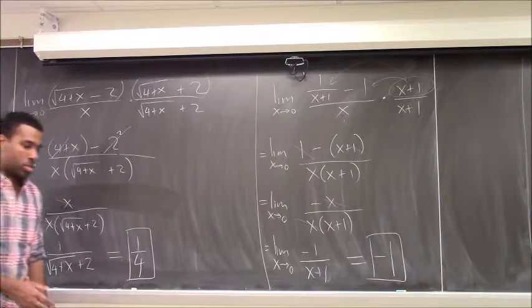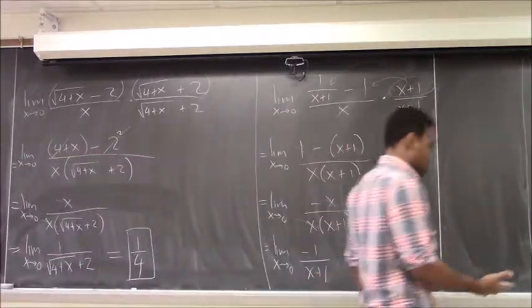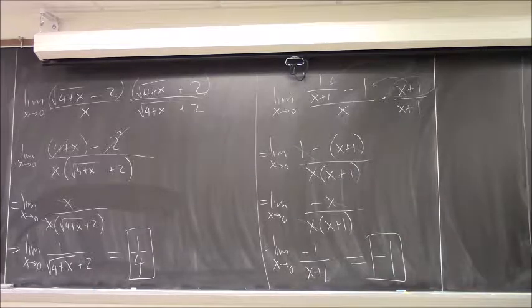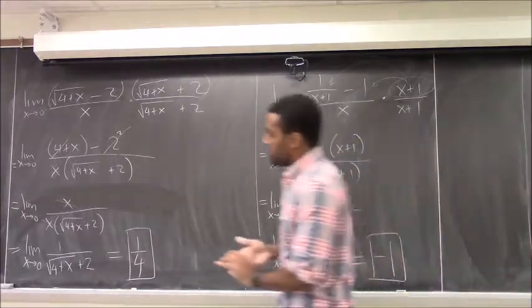I think now we can be finished with 2.2. I just wanted to show you a little bit more complicated examples of limits.